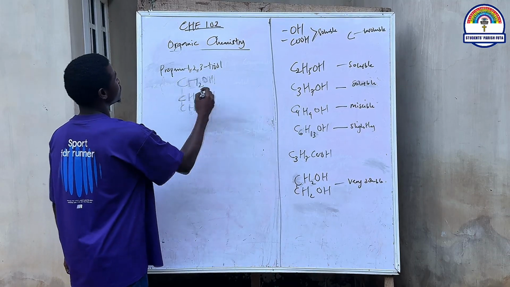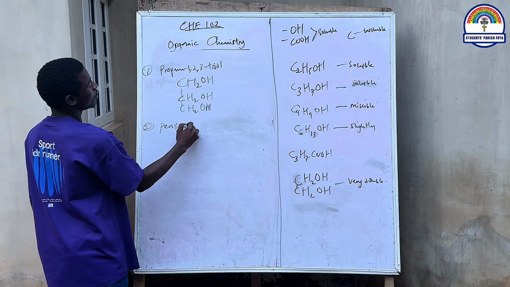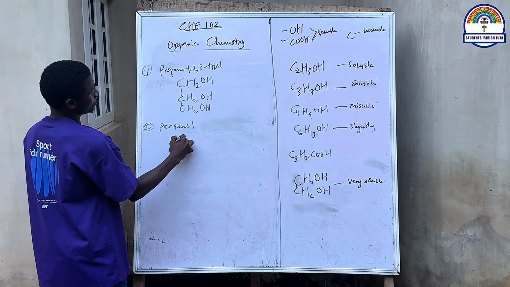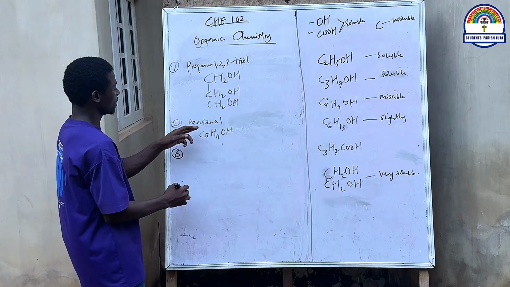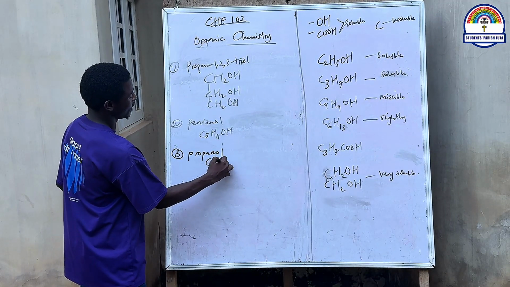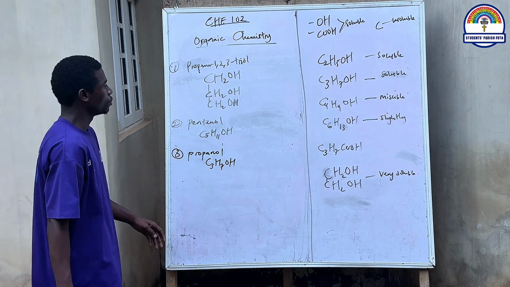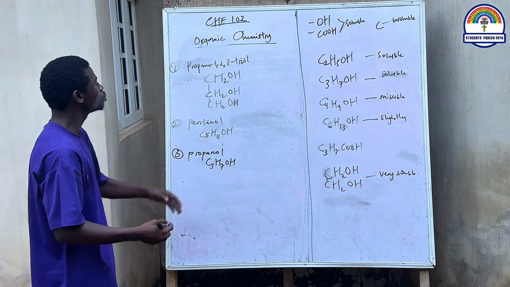Look at propane-1,2,3-triol. Look at pentanol, that is C5H11OH, and propanol, that is C3H7OH. So let's arrange them in order of increasing solubility. Which one will be the most soluble?